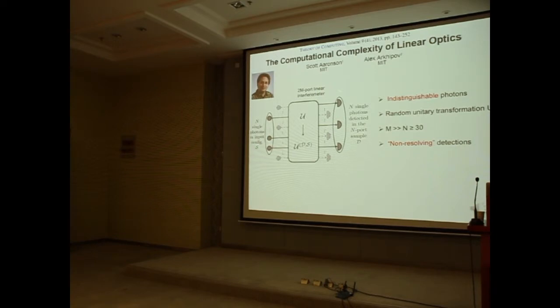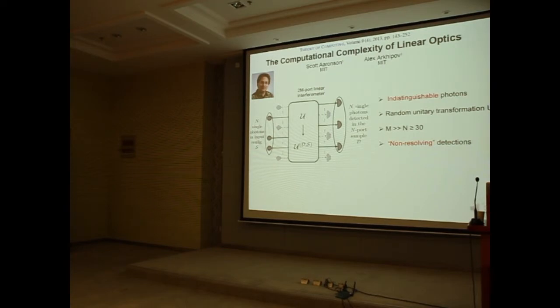Let me just tell the problem introduced by Aaronson and Arkhipov. So we have our unitary transformation. Now the difference: before, I chose all the input modes, only input channels were occupied, right? Now I choose the case in which only n input channels are occupied with respect to the total number of channels, capital M, and M is much larger than n.